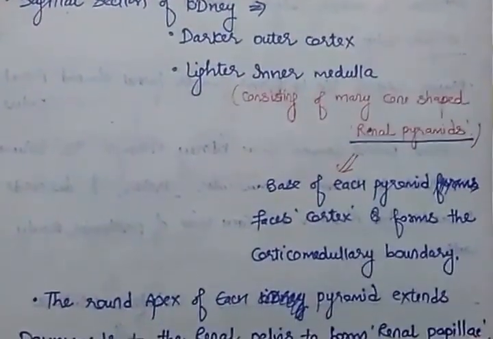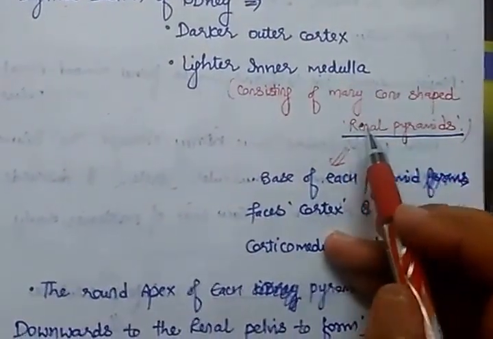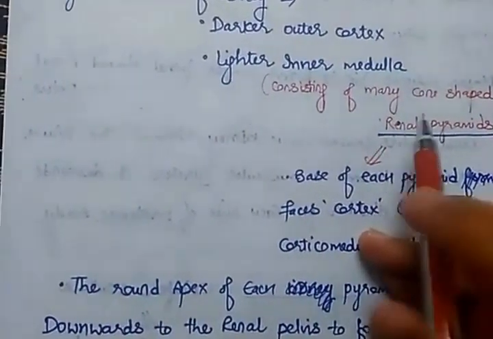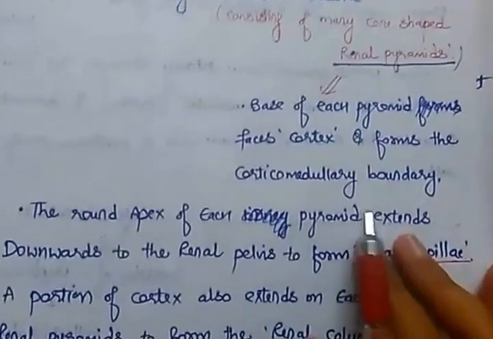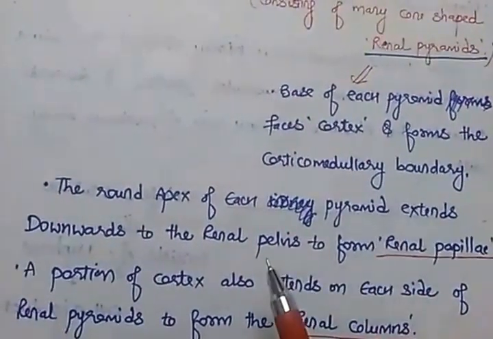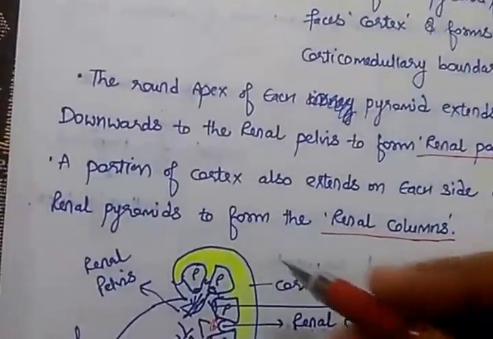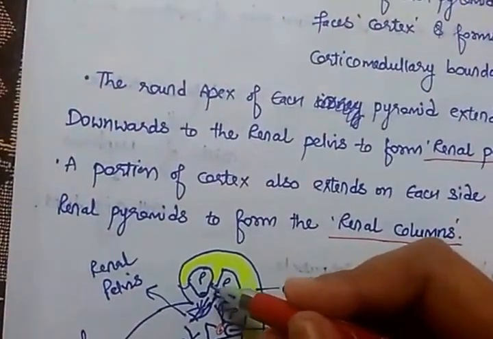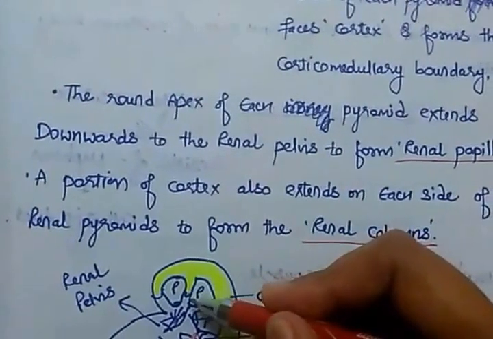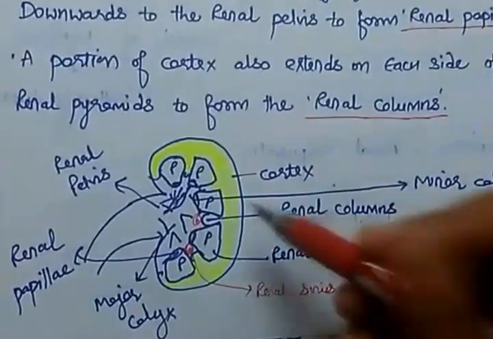Okay, and medulla consists of many cone-shaped renal pyramids whose base is towards the cortex and it forms the corticomedullary junction. And the round apex of each pyramid extends downwards to the renal pelvis to form the renal papilla. And in between the renal papilla, the cortex also extends on each side of renal pyramid to form the renal columns. Okay, these are the renal columns.